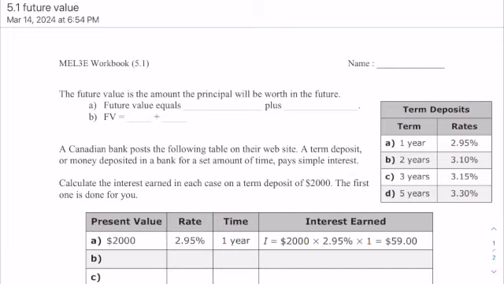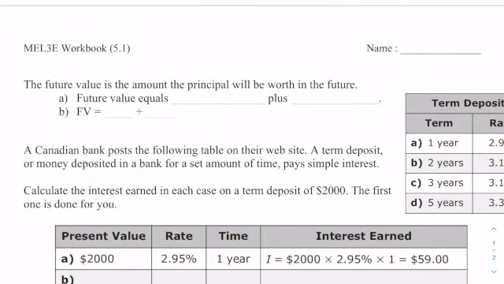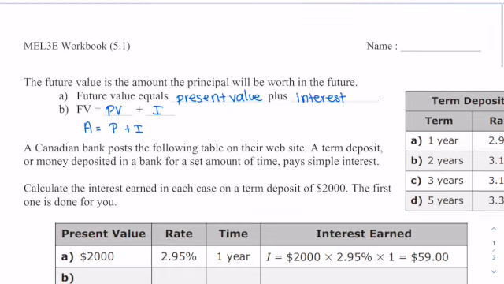All right, so this part of 5.1 is about future value. So the future value is the amount the principal will be worth in the future. Your present value will be worth later. So your future value is your present value, or your principal, plus your interest. So PV plus I. This is basically the exact same equation we had in another worksheet where it's A equals P plus I. You just use different words.